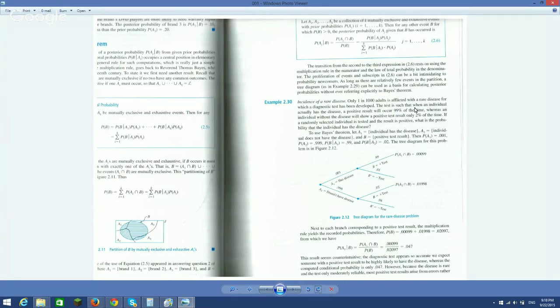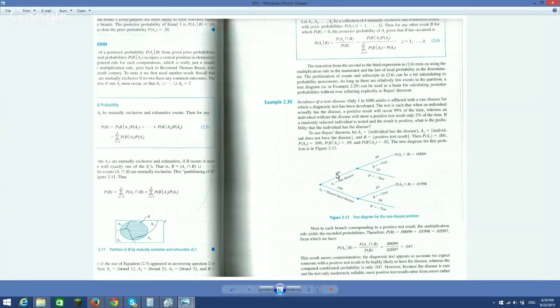The test is such that when an individual actually has the disease, a positive result will occur 99% of the time, whereas an individual without the disease will show a positive result only 2% of the time. If a randomly selected individual is tested and the result is positive, what is the probability that the individual actually has the disease? Well, if we take a look at the chart here, you have to construct a probability tree first.